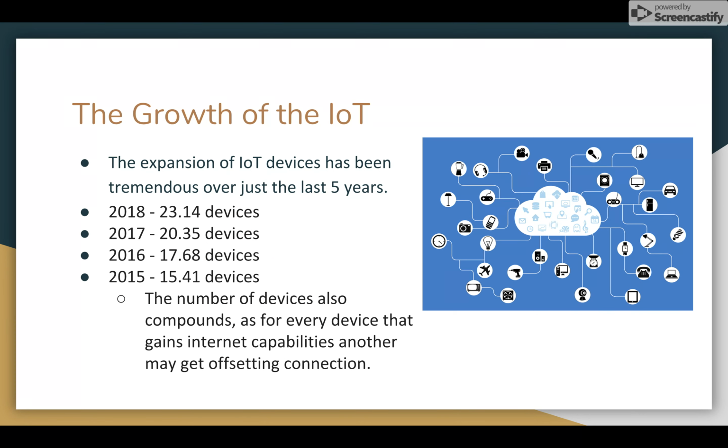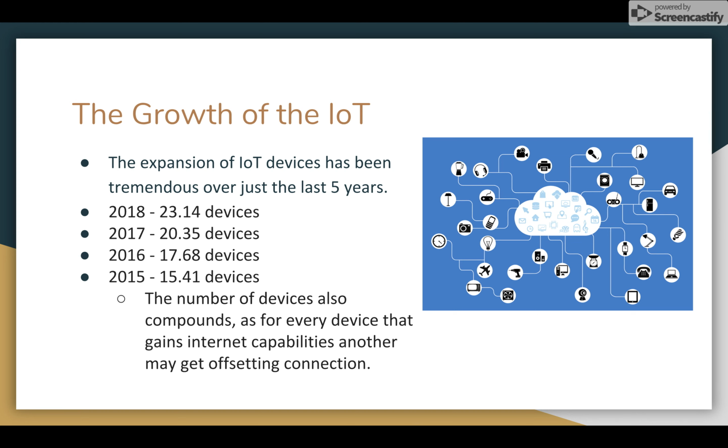Over the last 5 years, and really over the last 15 years, the growth of the Internet of Things cannot be understated. Whether it's growth in different devices or industries, the growth has been tremendous. In 2015, we had 15.41 devices per household. In 2016, 17.68. In 2017, we're raising that by three, and by 2018, another three. We were on par by 2024 to have about 30 Internet of Things devices within each of our households.